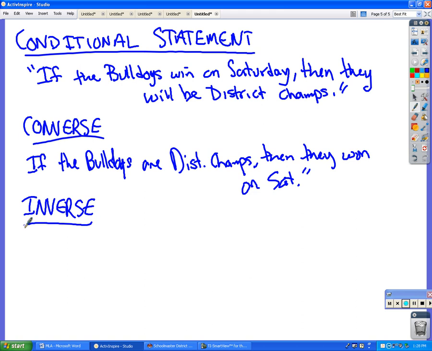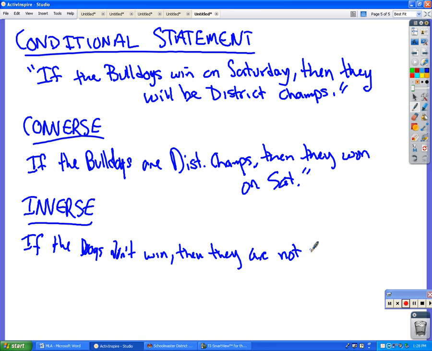The inverse, do you remember this? I did this before. Probably not. Do you remember? Is it the total opposite? It is the opposite. And so that's where you make them both the opposite of what it was. So if the dogs don't win, then they are not district champs. Okay, the inverse is you keep it the same way and you make them both negative, is what they say in math terms. You negate each one of them. I'm getting mathy on you.